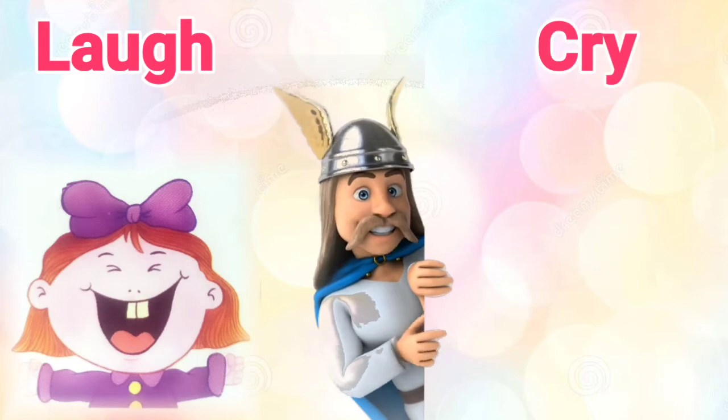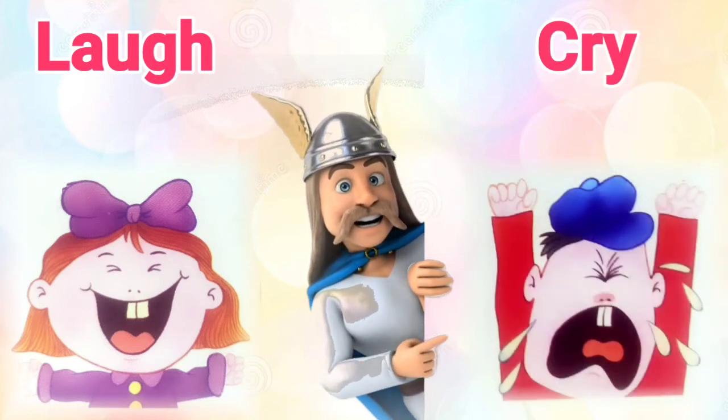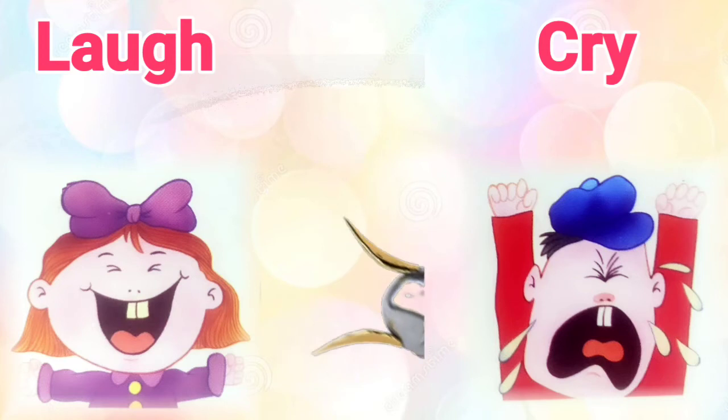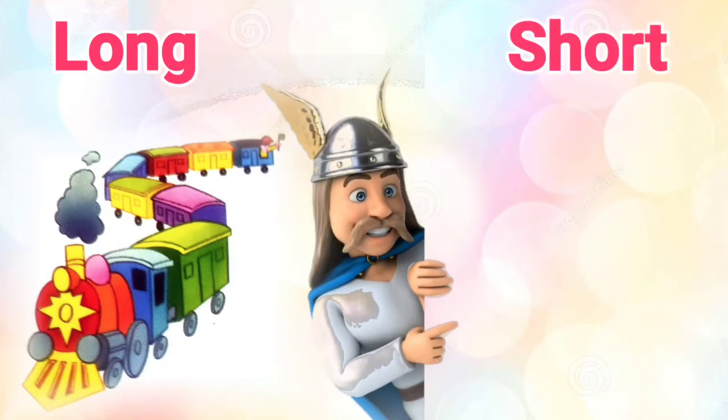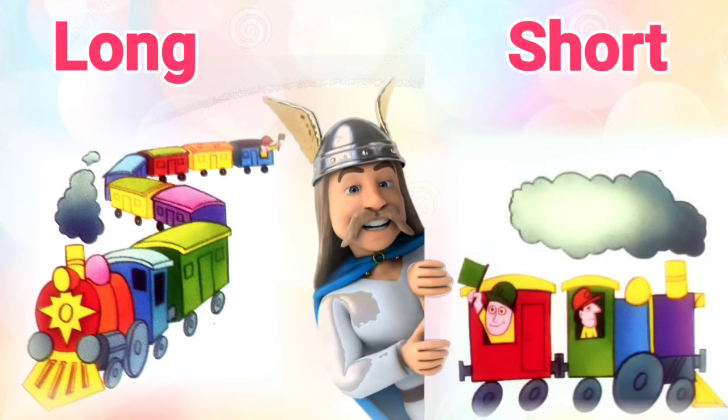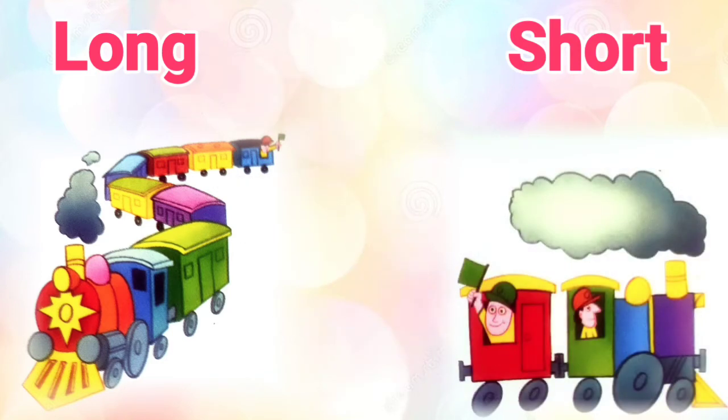Laugh, cry. In the first picture you can see the girl is laughing, whereas in another picture you can see the boy is crying. Long, short. In one picture you can see a train is too long, whereas in another picture you can see the train is short. So there is a size difference between the two trains. So the opposite of long is short.